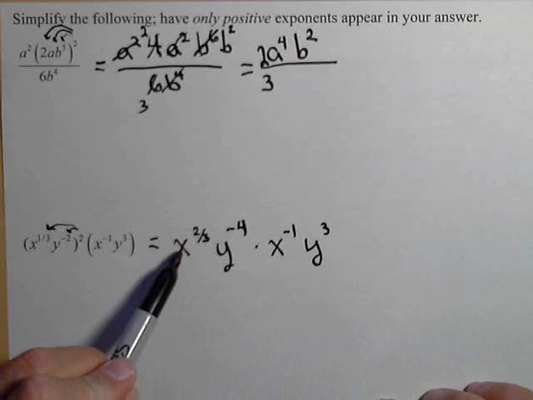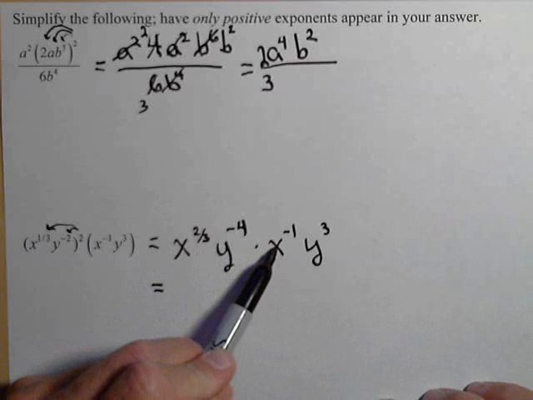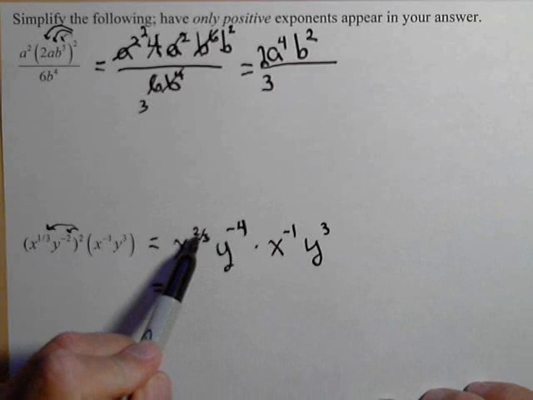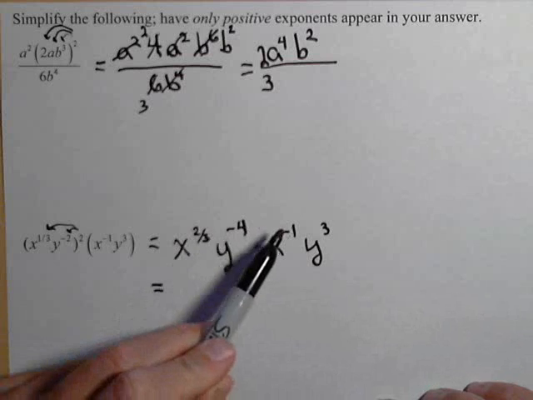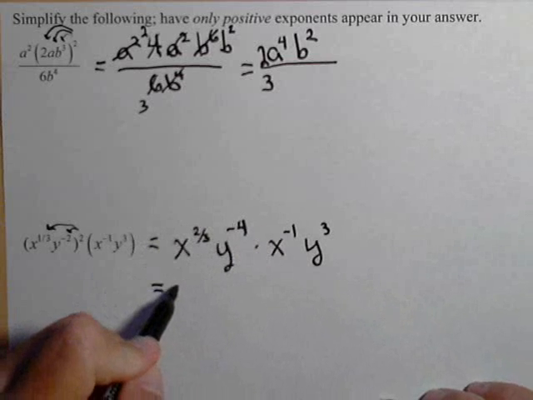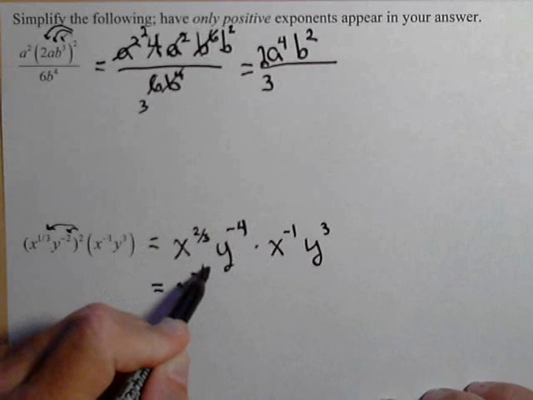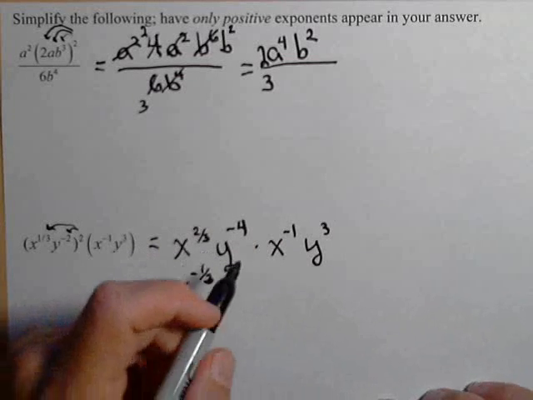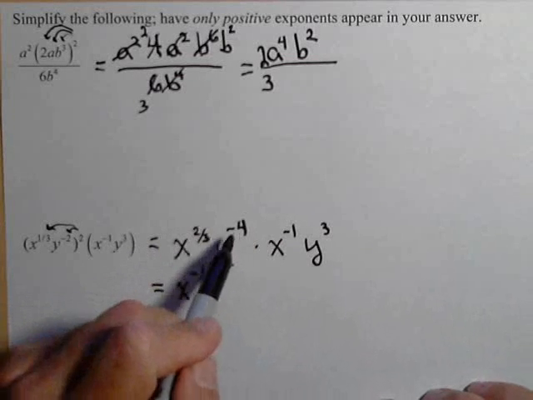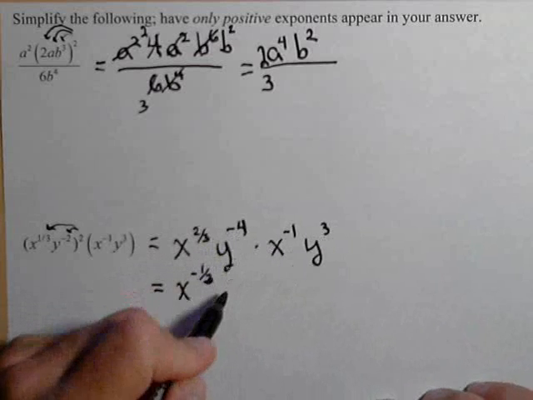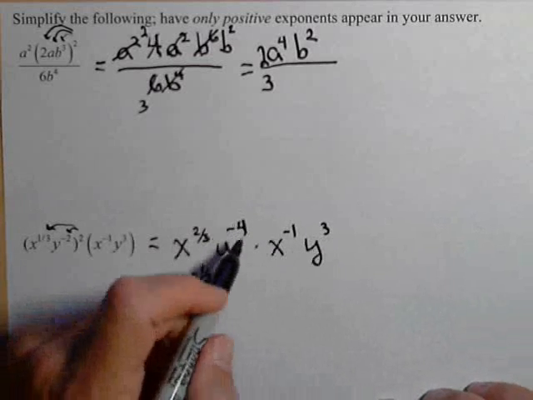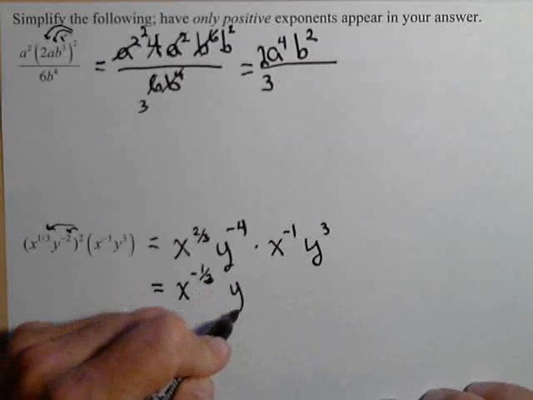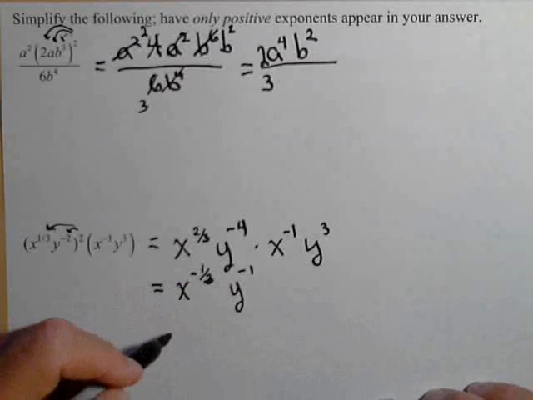Remember what we said in the last one, two things of the same base, when multiplied together, their exponents add. So 2/3 plus a negative 1 will give us x to the negative 1/3. Times, now y to the negative 4th times y cubed gives us, exponents add, negative 4 plus 3 gives us y to the negative 1.